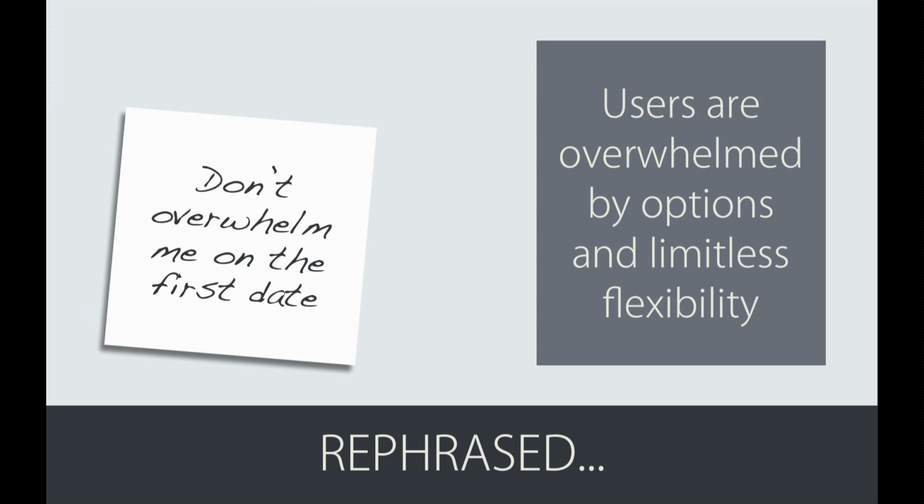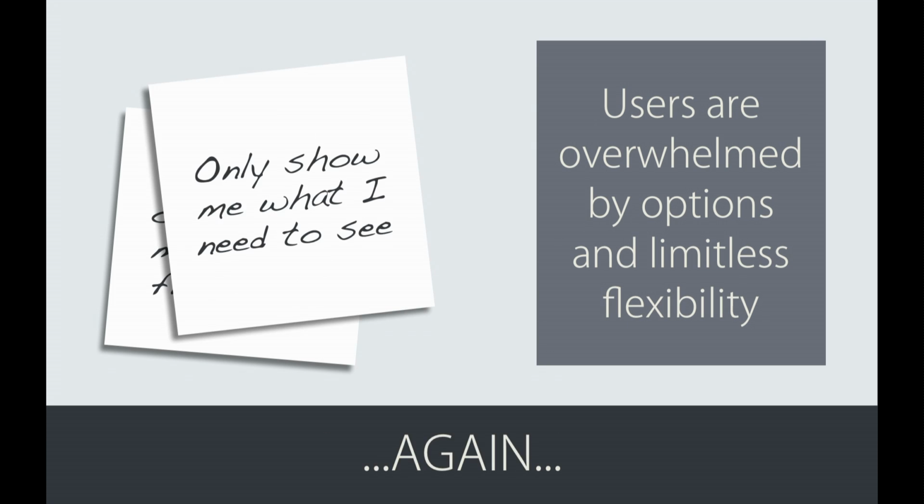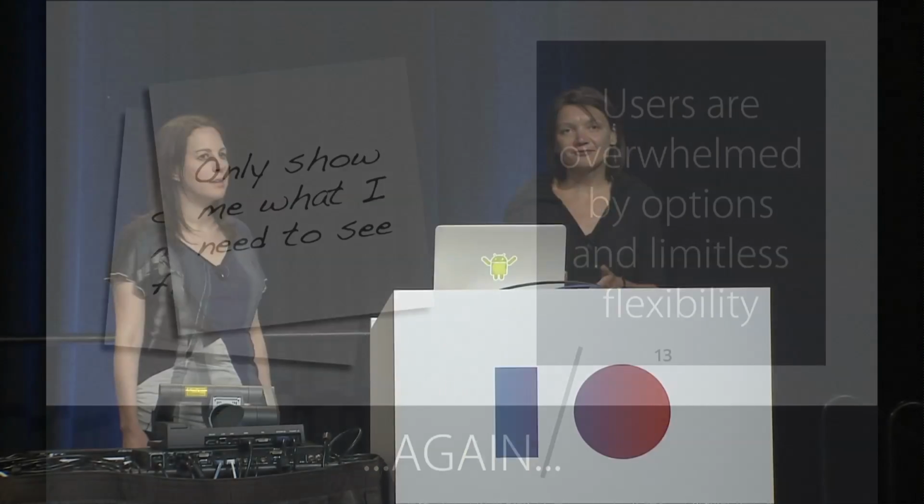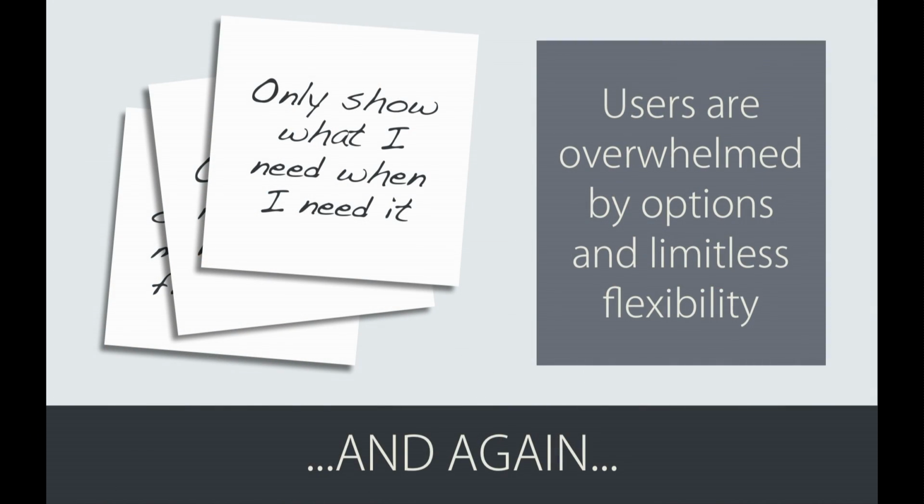But in true iterative design fashion, this was not the last version, so we gave it one more try. And we came up with only show me what I need to see. And this was pretty close, but it didn't have that time element that is actually really important to progressive disclosure. So we gave it one more try. Only show what I need when I need it. And this was a winner. This is one of our design principles that we have today.